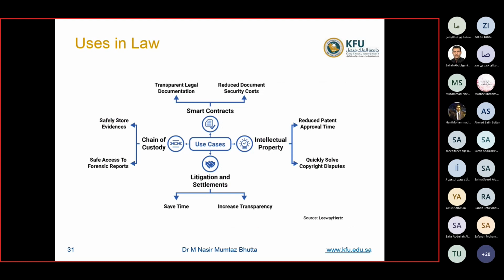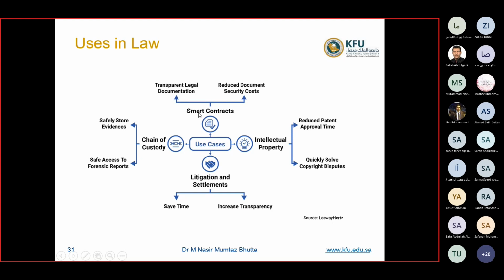This is very interesting for the law people, how blockchain can be used. It has very wide aspects in the law industry. So chain of custody: you get some evidence, you store it safely, and then you can report it as forensic evidence, and no one can change that evidence. That is a very popular application for law enforcement organizations.